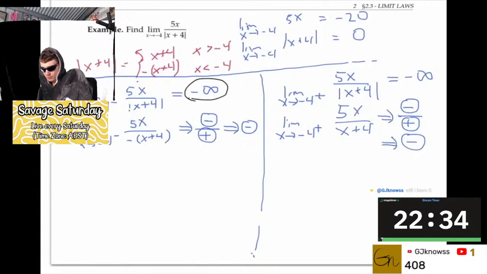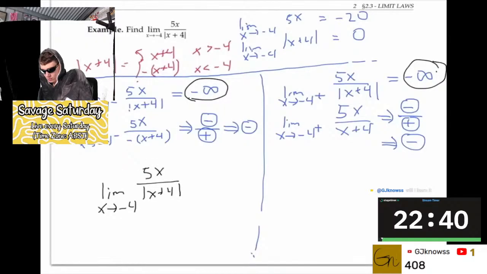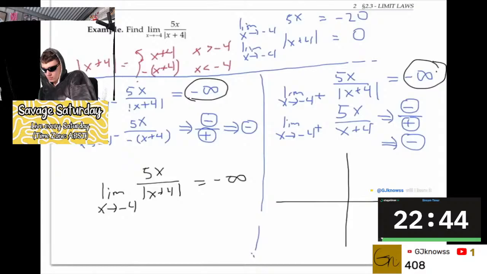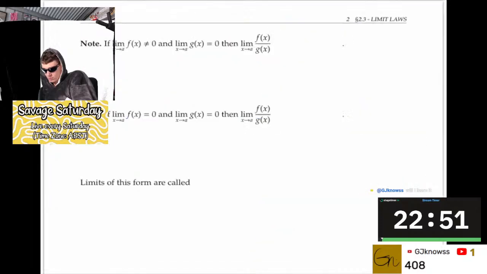We've got a negative infinity limit on the left and a negative infinity limit on the right. So we can conclude that the limit as x goes to negative 4 of 5x over the absolute value of x plus 4 is equal to negative infinity. In fact, we can confirm that by looking at a graph. If we check out the graph near x equals negative 4, it's going to look something like this, with a vertical asymptote at x equals negative 4, like expected.